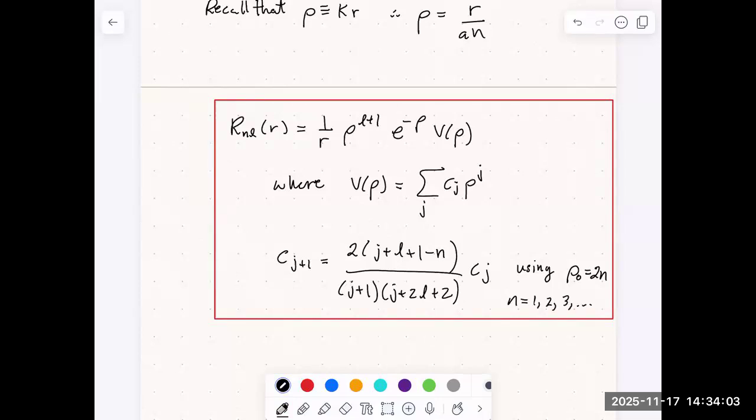of the coefficient. I put in some integer n in here. j is an integer, l is an integer, and so some combination of these is eventually going to make the numerator 0. At that point, all the higher j coefficients will vanish to 0.